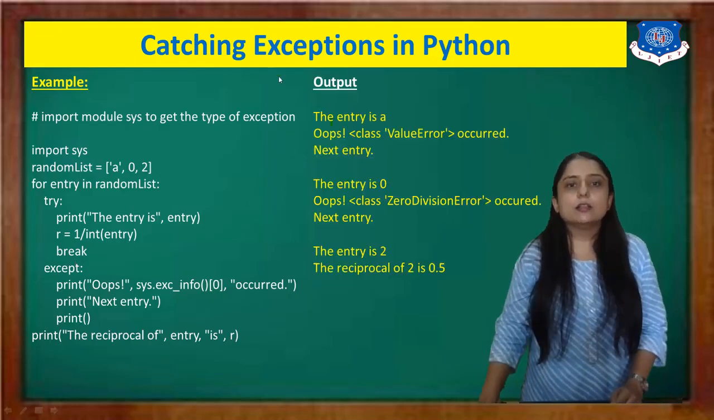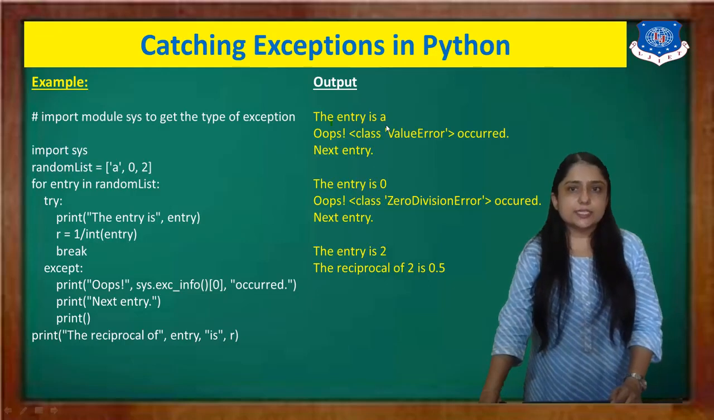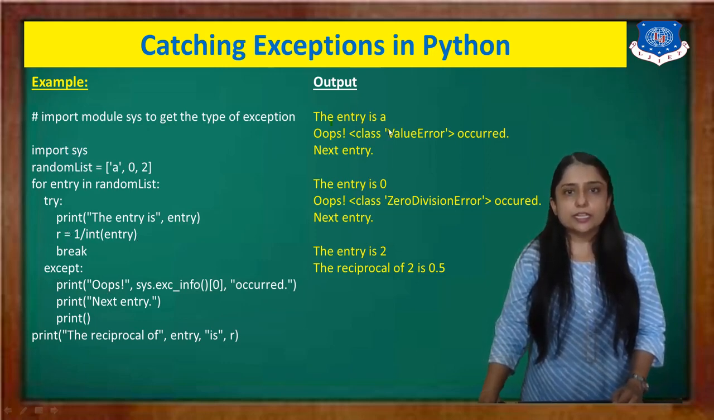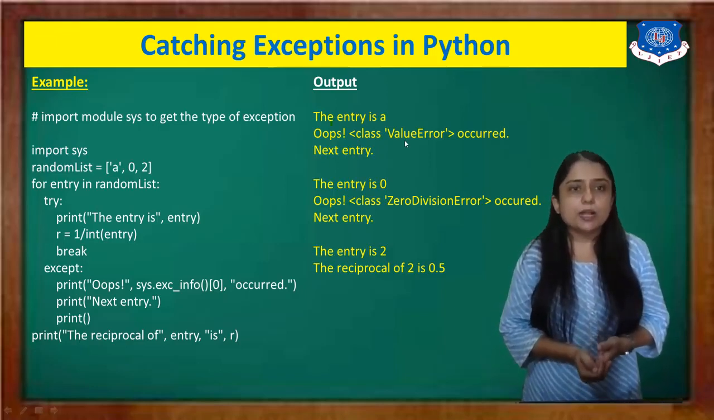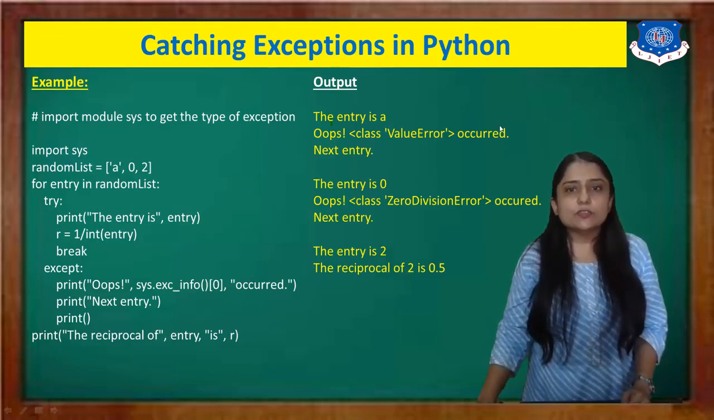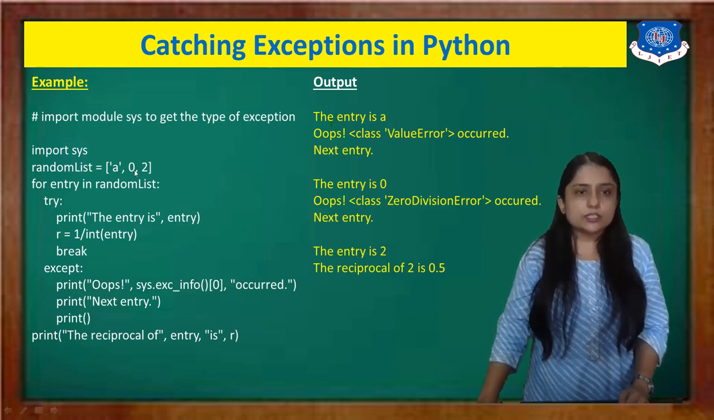So when I run this, here is my output. The entry is, first I want to consider, a. Then, as we see, we cannot convert a into an integer. So here what we have to write down? Oops, see here, this is the value error. We cannot pass the alphabet. So this is a value error. Then we have to write down the next entry. So now the next entry is 0.